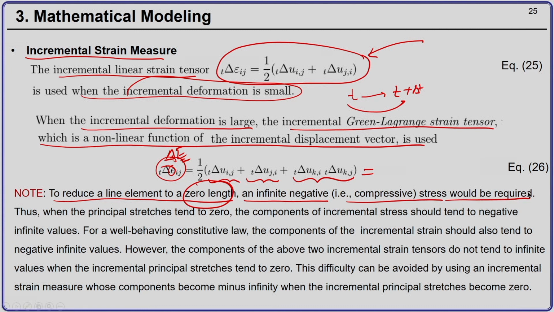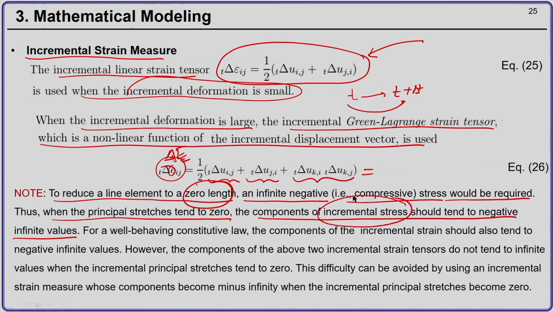Okay. And thus, when the principal stretches tend to 0, which is in the previous slide, the components of the incremental stress should tend to negative infinite values. Okay. Because principal stretch is nothing but the ratio of the final length to initial length, and now when you are compressing a line element to 0 length, the final length becomes 0. So, the principal stretch should become 0. Now, to get that 0 value of the principal stretch, the incremental stress should be infinite. Only infinite stress can get you this 0 stretch.